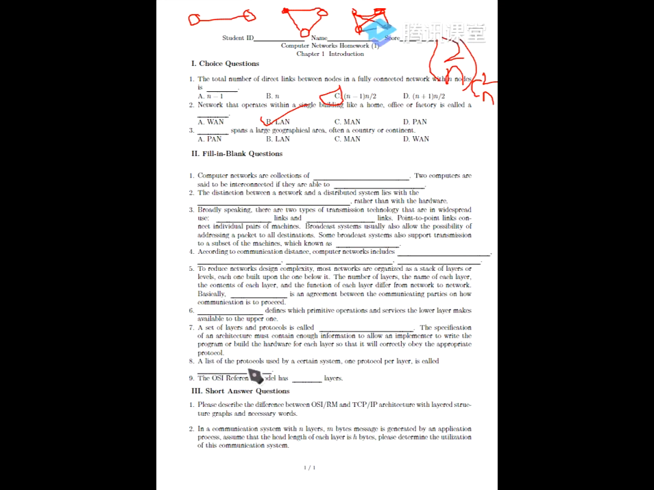Question 8. A list of the protocols used by a certain system, one protocol per layer, is called a protocol stack. Question 9. The OSI reference model has 7 layers.